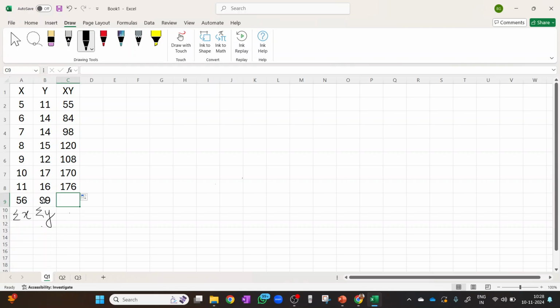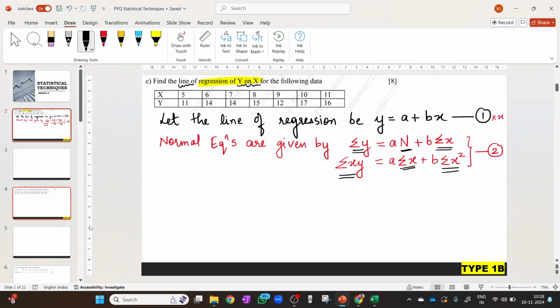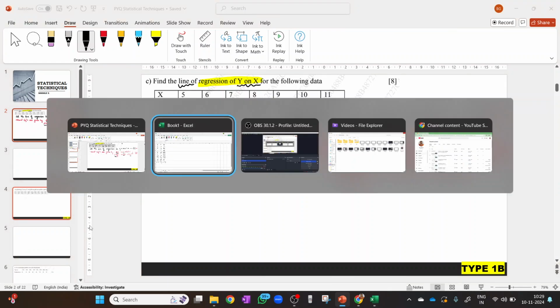And lastly, we require the total. Again, the formula for total. Summation is total, right? So here you get 811. What we right now got is summation of xy, because we created a table of xy and then took its total. Next, again, with a, you have summation of x, which we have already calculated. And lastly, we require summation x squared.